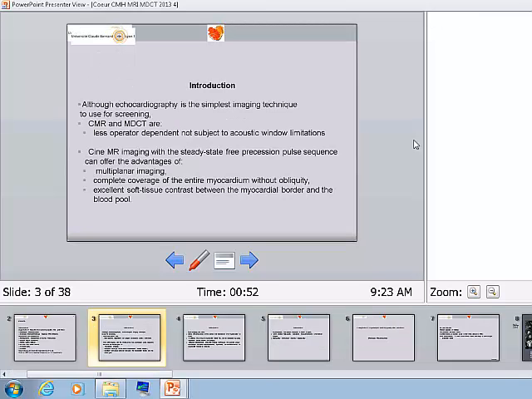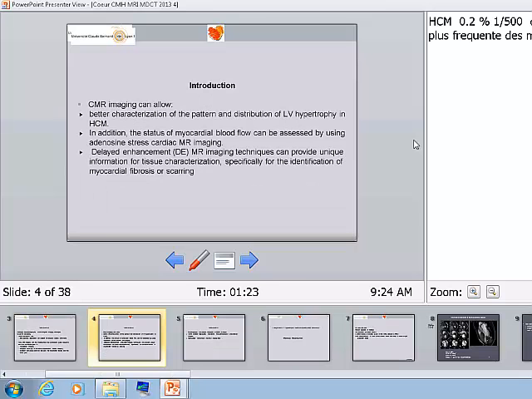Although echocardiography is the simplest imaging technique to use for screening, cardiac MR and MDCT are less operator dependent and not subject to acoustic window limitations. Cine-MR imaging with steady-state free precession pulse sequence offers the advantages of multiplanar imaging, complete coverage of the entire myocardium without obliquity, and excellent soft tissue contrast between myocardial border and blood pool. Cardiac MR imaging allows better characterization of pattern and distribution of left ventricular hypertrophy.